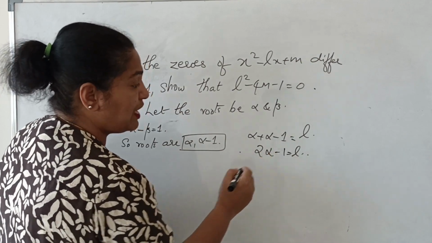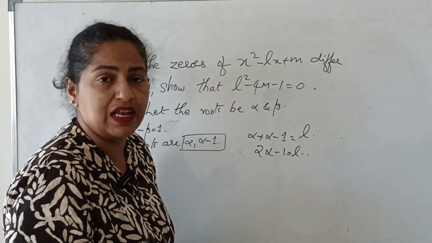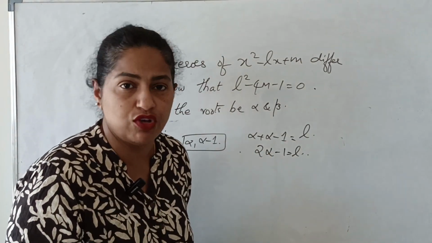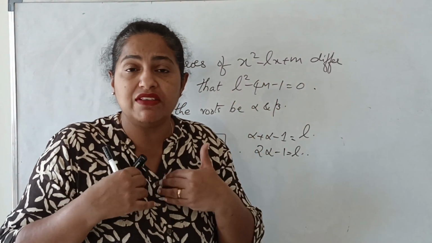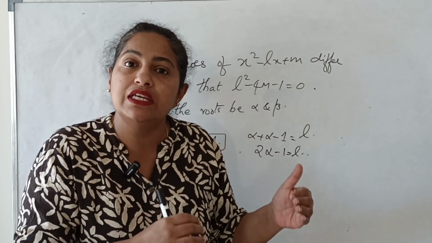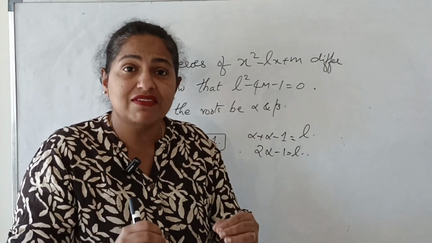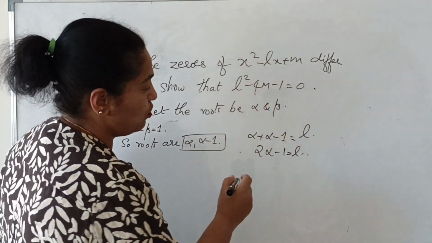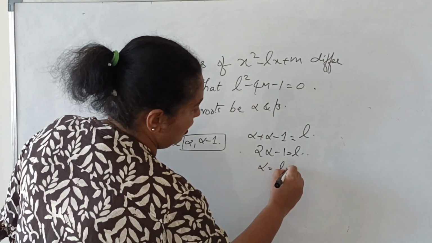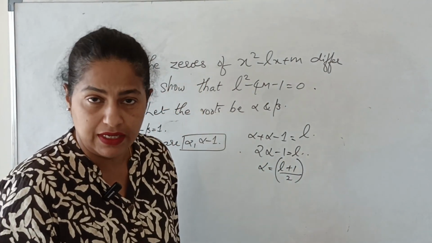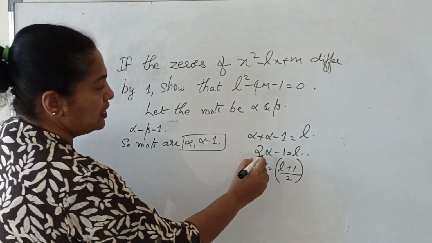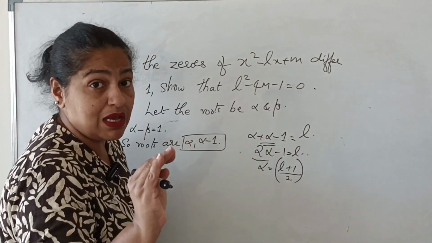Okay. So, if I have to write alpha in terms of l, why am I writing alpha in terms of l? Because l is a variable which is given in the question. Alpha is something that I have taken. So, I need to substitute alpha with something that is given in the question. So, my alpha becomes (l + 1) the whole divided by 2. Great. Now, this is what we are getting from the sum of the roots.